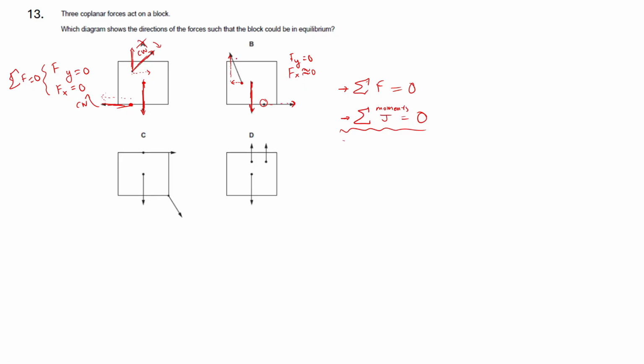So for B, we can see that this is actually going this way, and the perpendicular to it is like that. So in this case, this force is going clockwise. In this case, it's actually going the other way, so it's going anti-clockwise. So that means that the torque is equal to 0. So this is actually a valid answer, because the sum of the torque and the moments, and the sum of the forces is equal to 0. But just in case, let's check C and D.